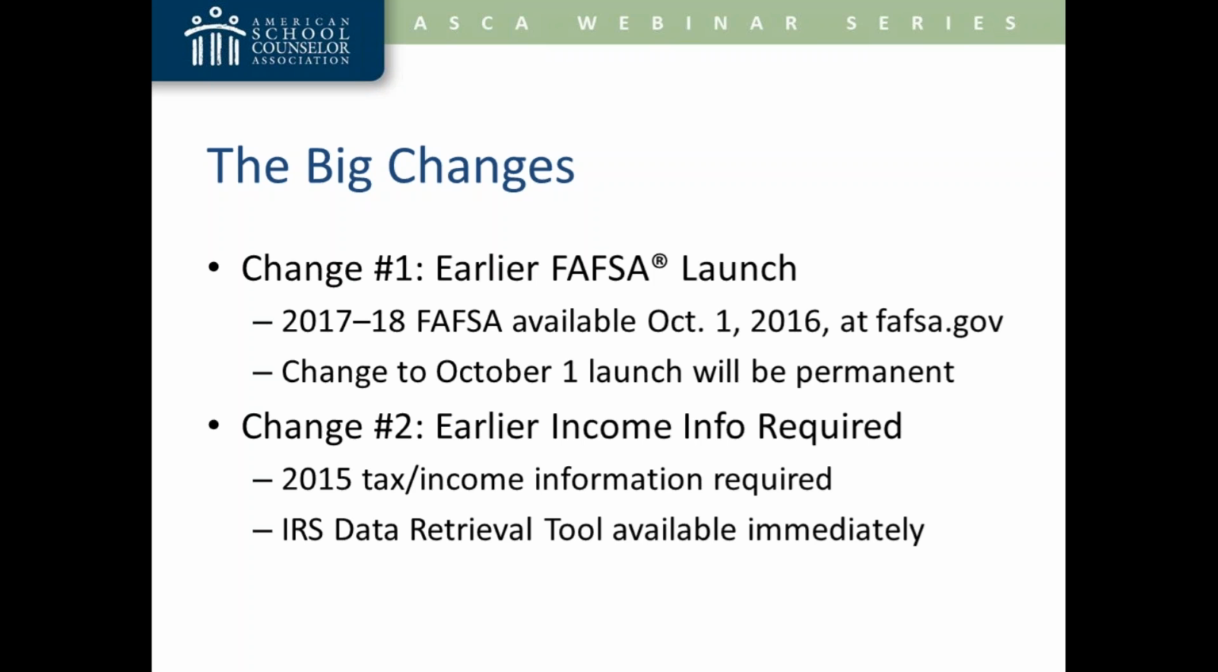Just wanted to make a note here that one benefit of this change requiring the early tax and income information is that from day one of the FAFSA launch, most people are able to use the IRS data retrieval tool. Now there are some exceptions. It's not available, for instance, if the parents filed separate returns or someone filed as head of household or filed a Puerto Rican or foreign tax return. There are certain restrictions around that. But people who are able to use the IRS DRT can do it right from the first day because they've already done their 2015 taxes.